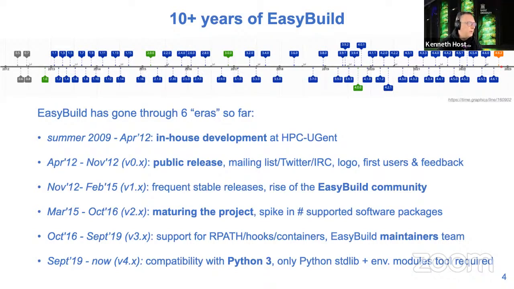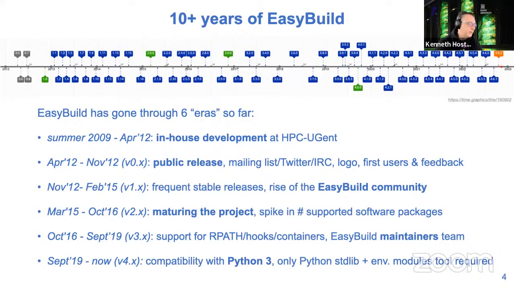At some point, we did the public release, 2012. We started getting first users outside of our team, getting lots of feedback, doing some promotion. That kickstarted the EasyBuild community. So that's the third era. And then we matured the project a bit and had a big spike in the number of supported software packages. In 3.0, we added support for specific features like RPath and hooks. And that was also the start of the EasyBuild maintainers team.